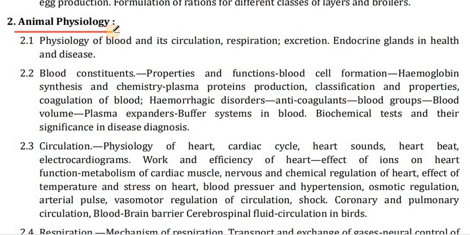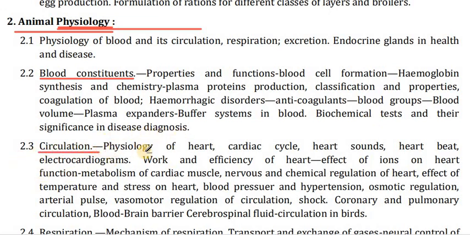Now move to animal physiology. Physiology of blood and its circulation, respiration, excretion, endocrine glands in health and diseases, blood constituents, properties and functions of blood, cell formation, hemoglobin synthesis and chemistry, plasma protein production, classification and properties, coagulation of blood, hemorrhagic disorders and anticoagulants, blood groups, blood volume, plasma expanders, buffer system in blood, biochemical tests and their significance in disease diagnosis.